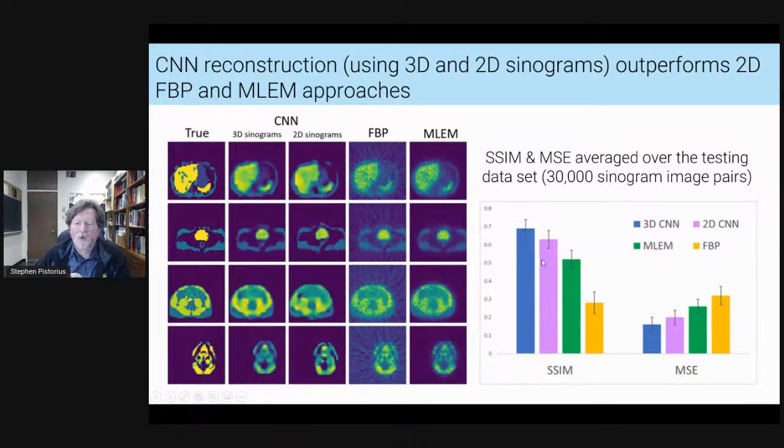And if I look at a quantitative measure of that, this is looking at the structural similarity index between the true and our various different approaches, as well as the mean square error. We can see that in all cases, the 3D CNN performs better. So higher is better here for the structural similarity, lower is better for the mean square error.